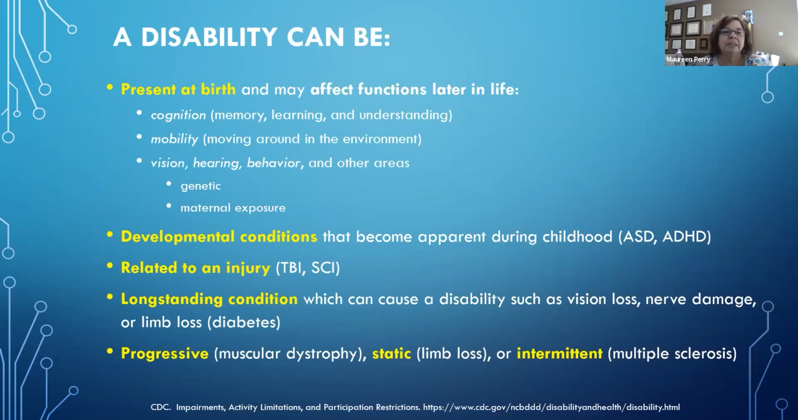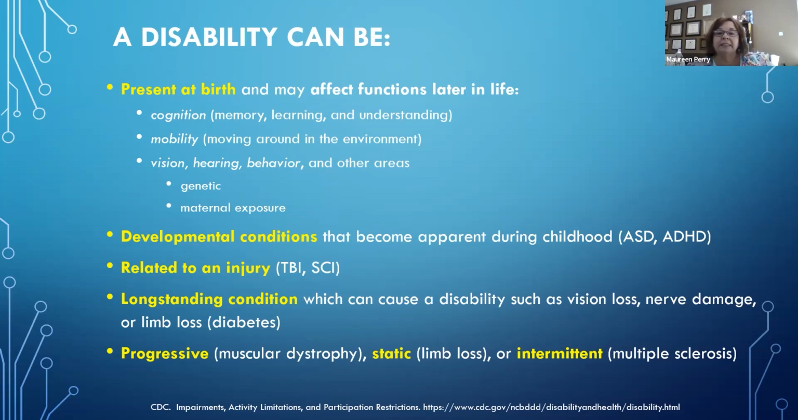So a disability can be a variety of things. It might be present at birth and can affect your functions later in life. So again, like vision, hearing, mobility, cognition, and it can be genetic, or it could be from teratogenic maternal exposure. We might also see developmental conditions. So we think about things like autism, ADHD, so developmental disabilities. It might be related to an injury. So you might have been fine and then have an injury later on in life, like traumatic brain injury.